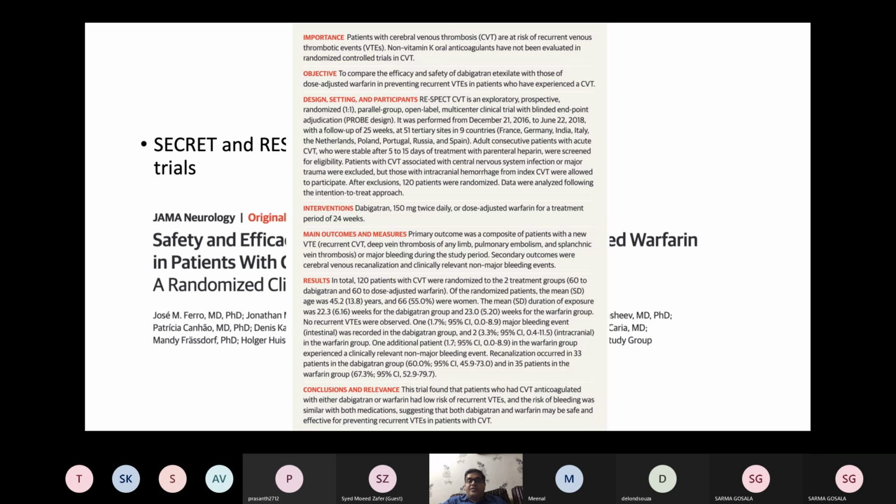What they concluded is that patients who had CVT anticoagulated with either dabigatran or warfarin had a low risk of recurrent venous thrombotic events, and the risk of bleeding was similar with both medications, suggesting that both dabigatran and warfarin may be safe and effective for preventing recurrent VTs in patients with CVT. So it was found to be non-inferior. It's comparable to the use of warfarin.